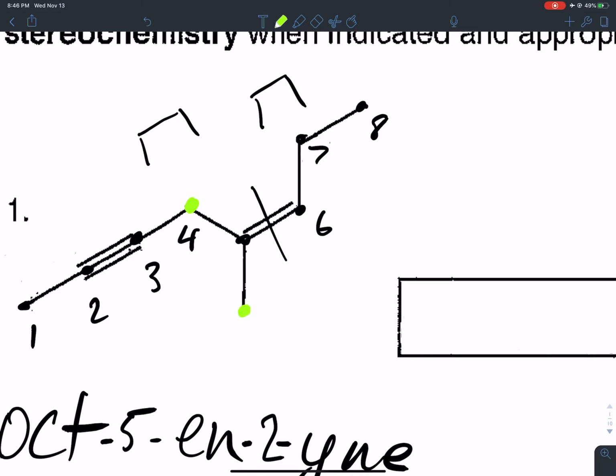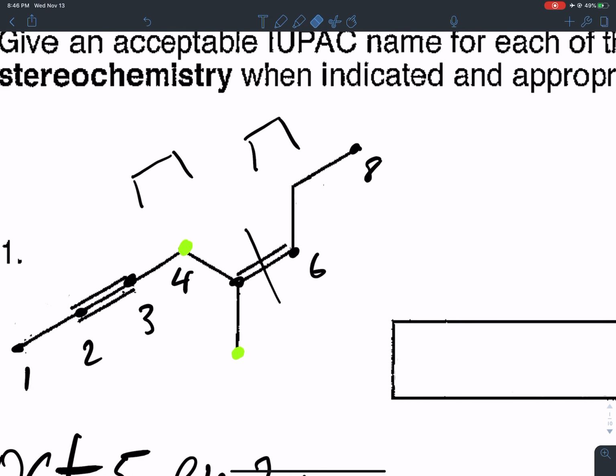Are they different? They're different. Let's look at the other side. And then we have a hydrogen here hiding. Are those 2 different? They're different. If you answer yes to both of those questions, if they have different groups on both sides, that's when you do E and Z stereochemistry.